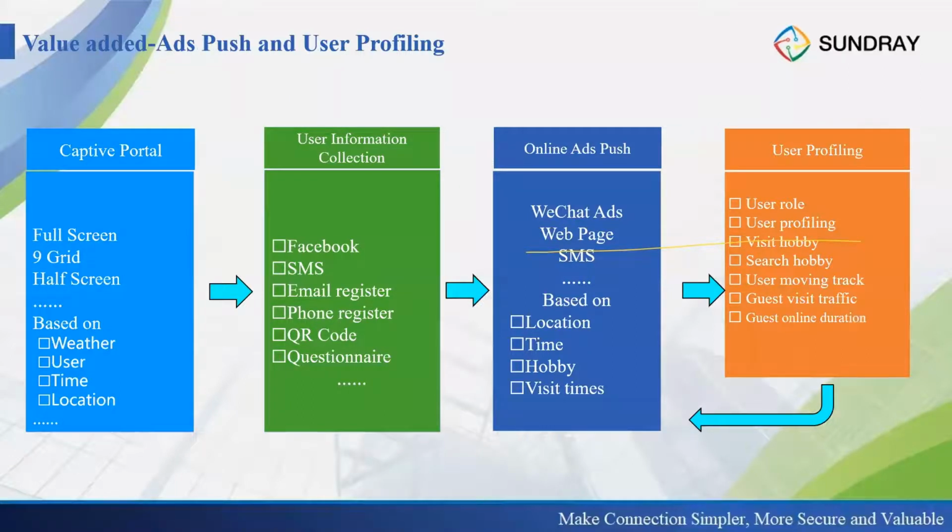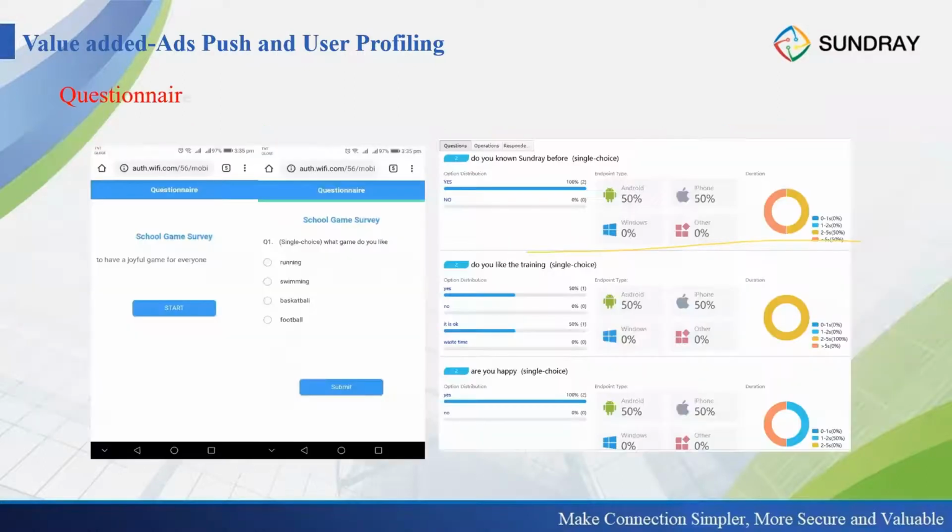First, with different captive portals and application portals, we can collect the user's information. We use first bulk authentication, short message authentication, email, and follow-register QR code. Also the questionnaire, and after that we can have the online push, and then we get the user profiling. This is where we do the questionnaire, right? We have the questions, and after the questionnaire we get this result.